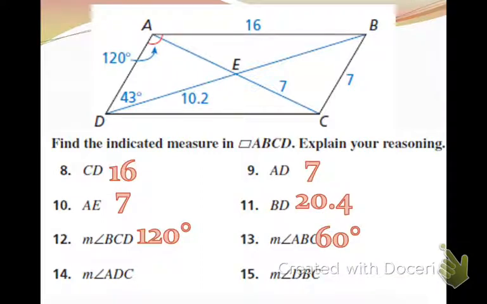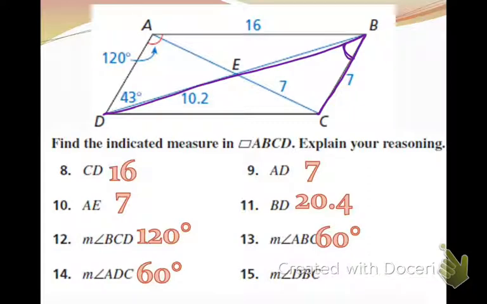Almost done. Then we got ADC. ADC. All right, so what's the measure of ADC going to be? 60, because it's the same as angle B. And then DBC, which is... DBC. It's actually not going to be 60. It is going to be what? 17. Where are you getting 17 from?